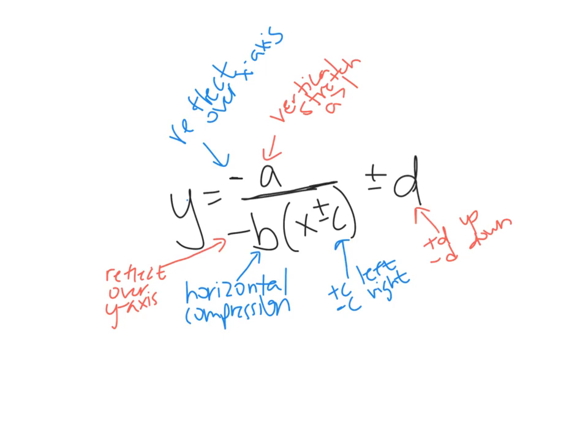Okay, so again, this is a refresher of your transformation rules. Notice the same rules still apply. We just have a different parent function we're applying that to. We're applying that to the rational function. So let's go ahead and do some examples.